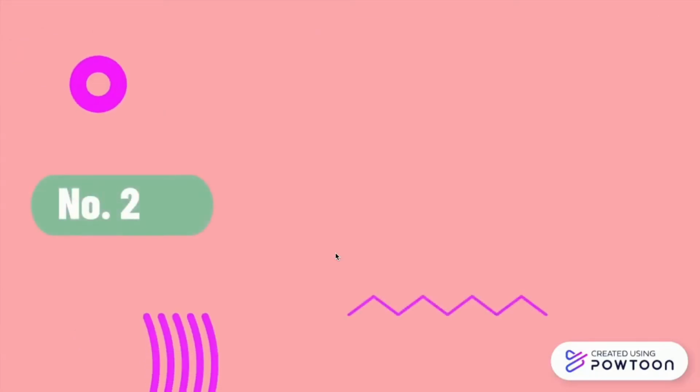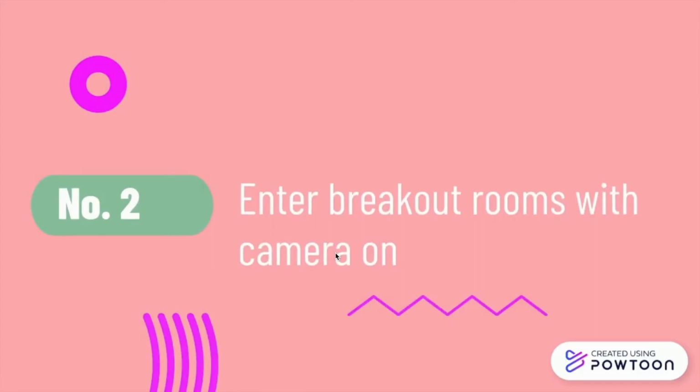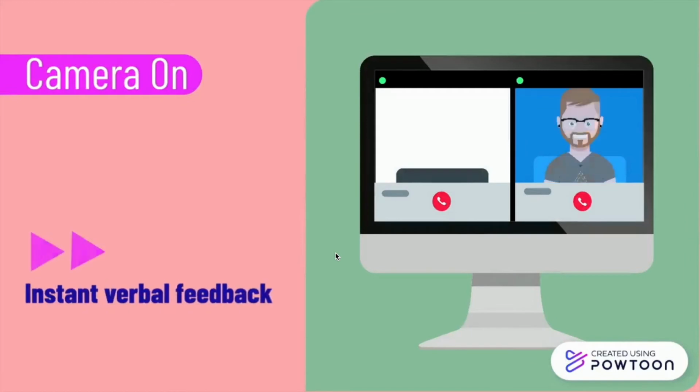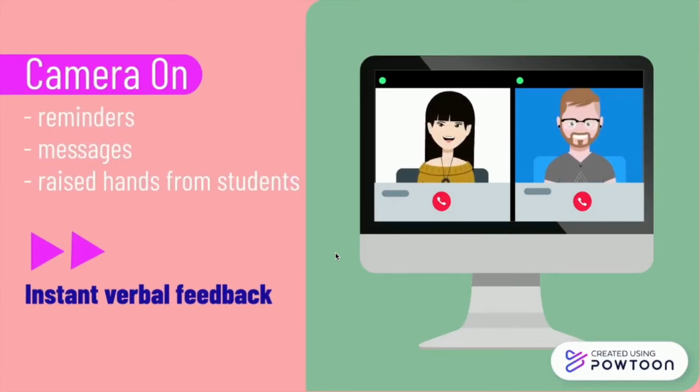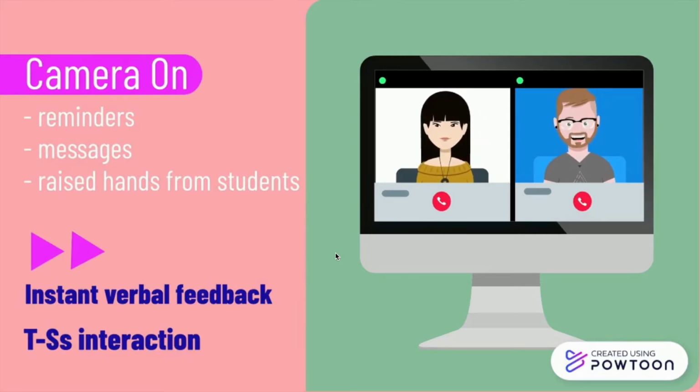Number two. Enter the breakout rooms loudly with your camera on. This allows you to give verbal feedback and is best for when you have reminders, important messages to bring, or when students raise their hand for your help. This gives you the opportunity to interact with your students verbally and can ensure your students will have definitely heard your feedback. Just make sure you're not interrupting their work too much and that you won't spend too much time chatting in their room and neglecting others.